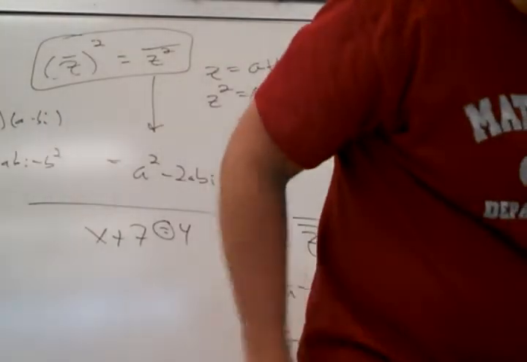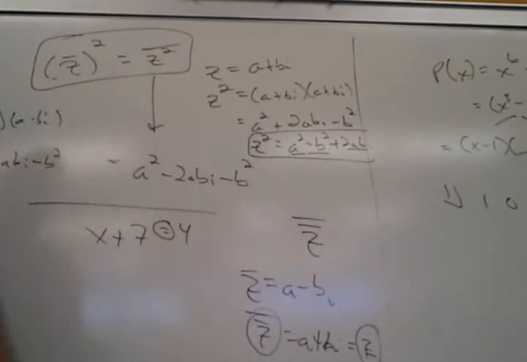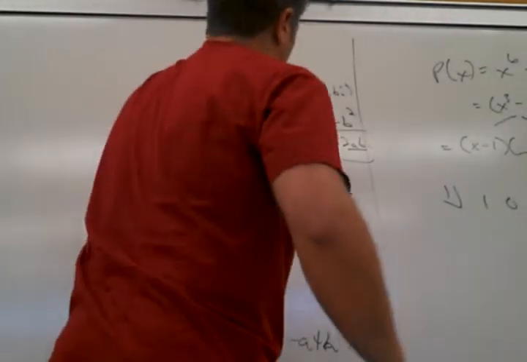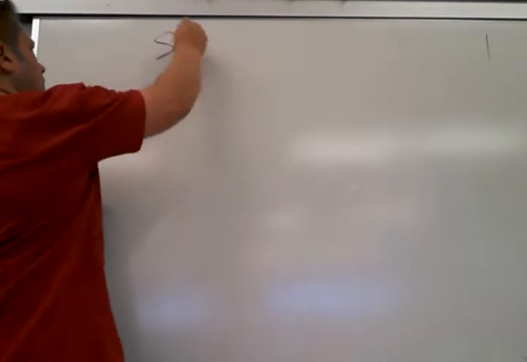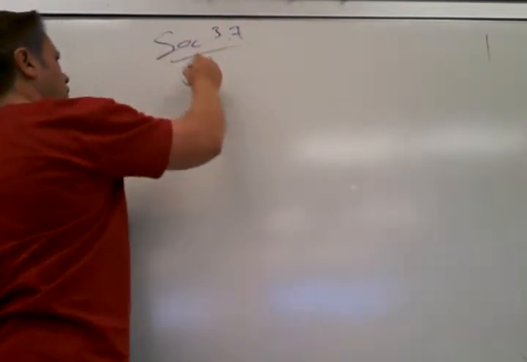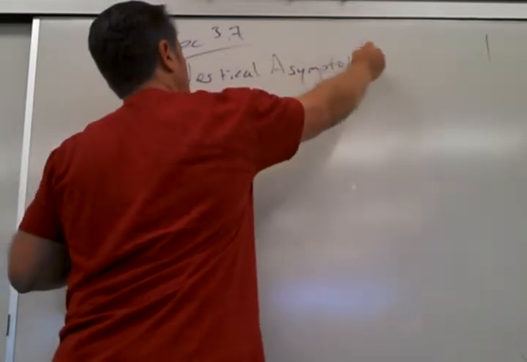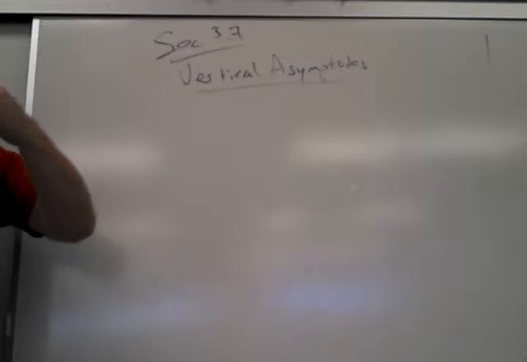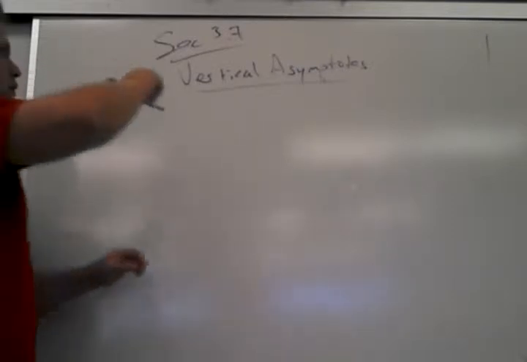Okay. So we're going to get into section 3.7. I'm going to talk a little bit about it, and then I'll let you work on a handout. We already talked a little tiny bit about it last time. We talked about vertical asymptotes. I don't know if I actually said the phrase vertical asymptote. We did? Oh, all right, good. Good job, Jeff.